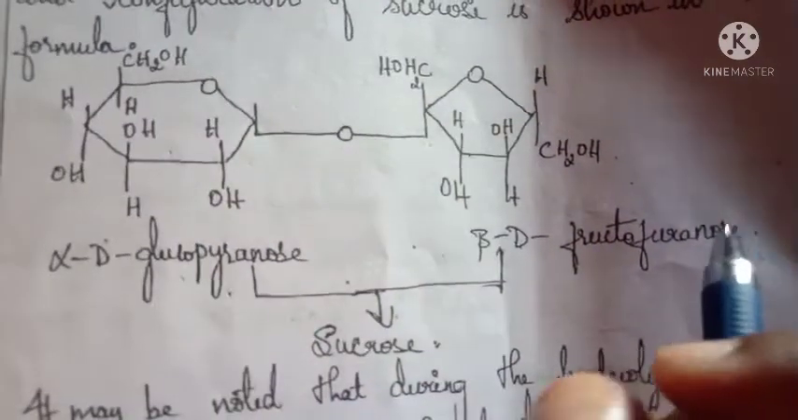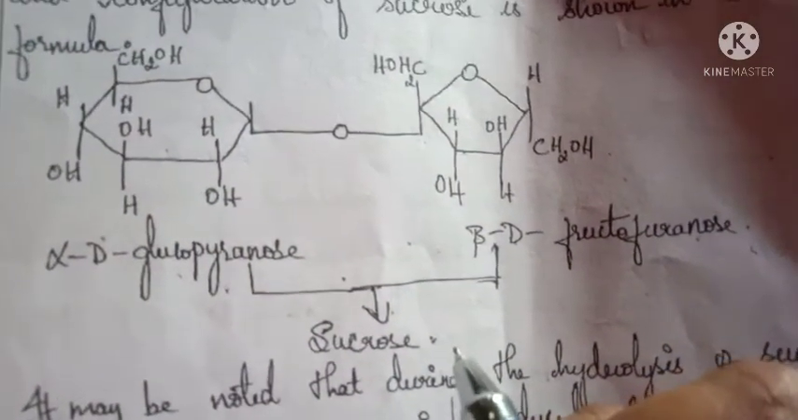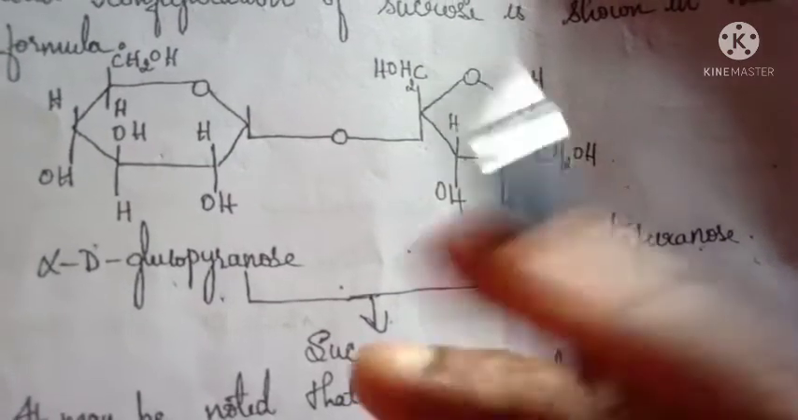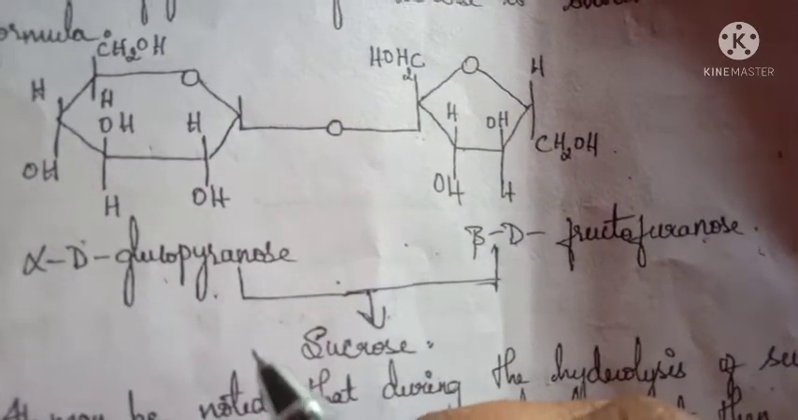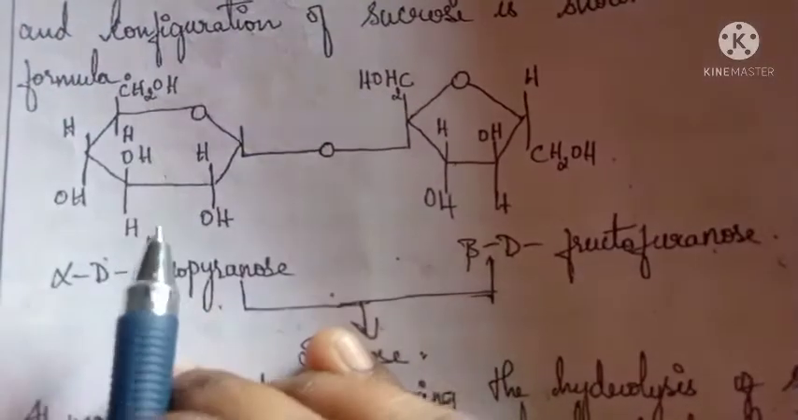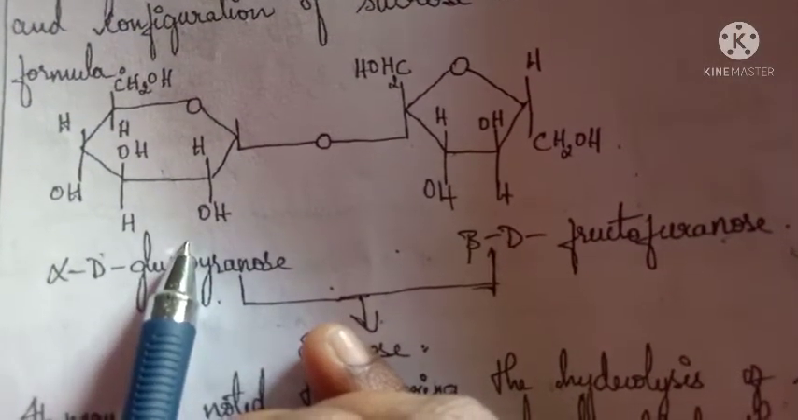Pyranose means 6-membered, furanose means 5-membered. You know that in the last class I explained to you about glucose and fructose. You have to mainly observe this. This will be the Haworth structure of sucrose.